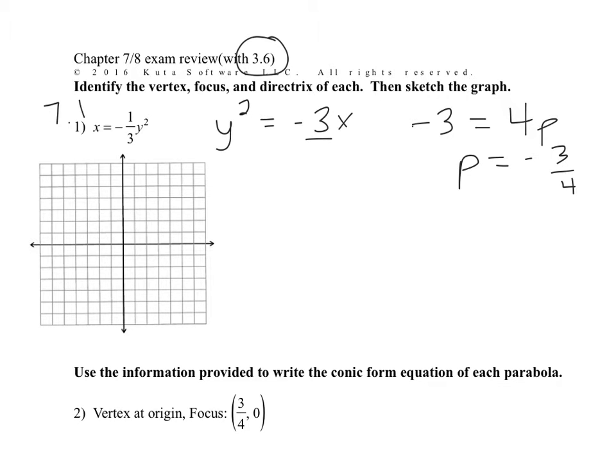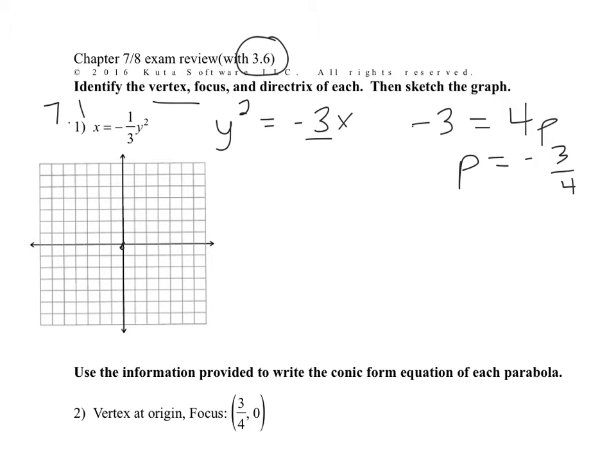Now, because there aren't any parentheses, like x minus something equals parenthesis y minus something squared, there aren't any transformations. So we know the vertex is the origin, 0, 0. So there's one point that we know right there. And then the focus is -3/4. Now what we'd have to decide is what kind of parabola this is. Is it facing up, down, left, or right? P is negative, which is important.